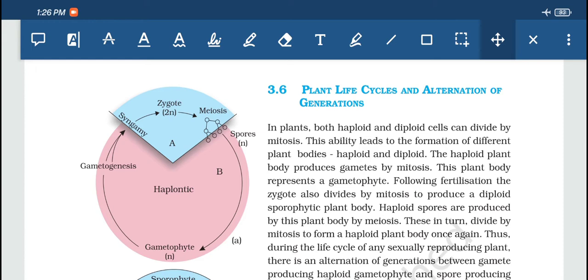Then the zygote by meiosis forms spores, and then spores develop into the gametophyte, and then again gametogenesis. There they are haploid gametes, and then by syngamy they again produce a zygote. This is the life cycle in the haplontic pathway.